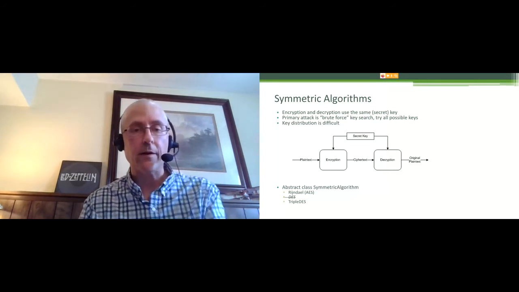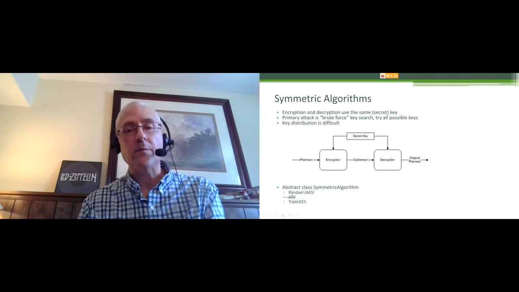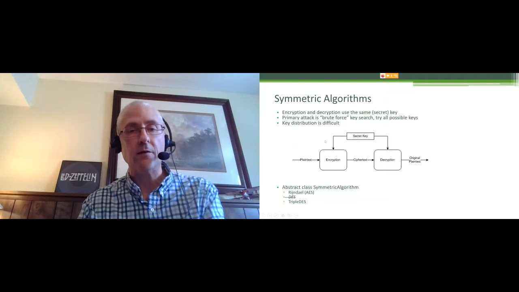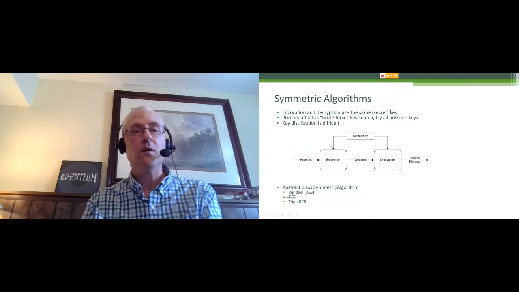So we'll look at the diagram first. I have some plain text. I want to encrypt it into ciphertext. It's going to use a secret key. In symmetric, decryption uses that same secret key to get back to the original plain text. So that's how a symmetric algorithm works.